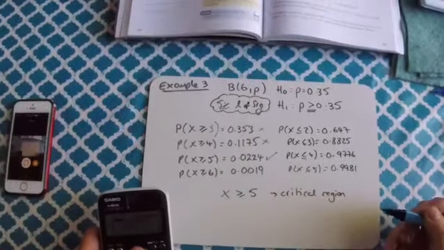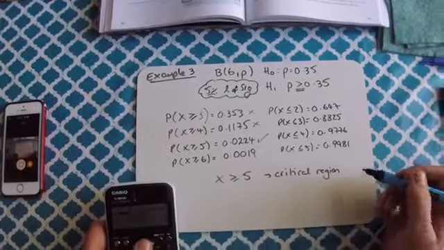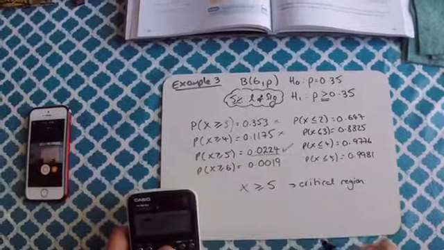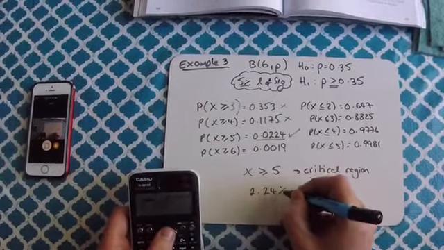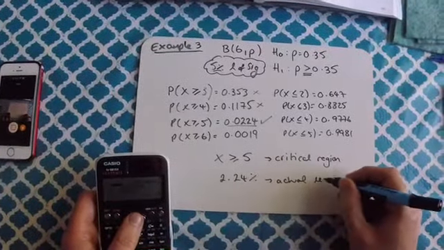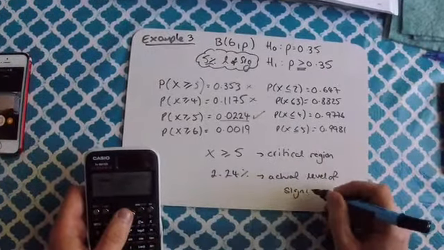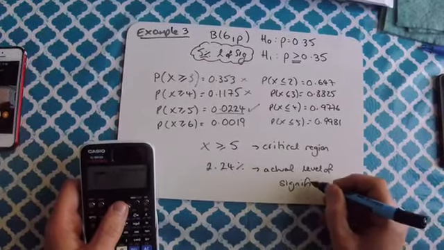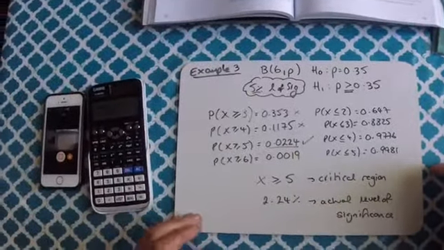Now for that critical region, what is the actual level of significance? The actual level of significance is that probability there. So 2.24% actual level of significance. Okay, so hopefully all of that makes sense.